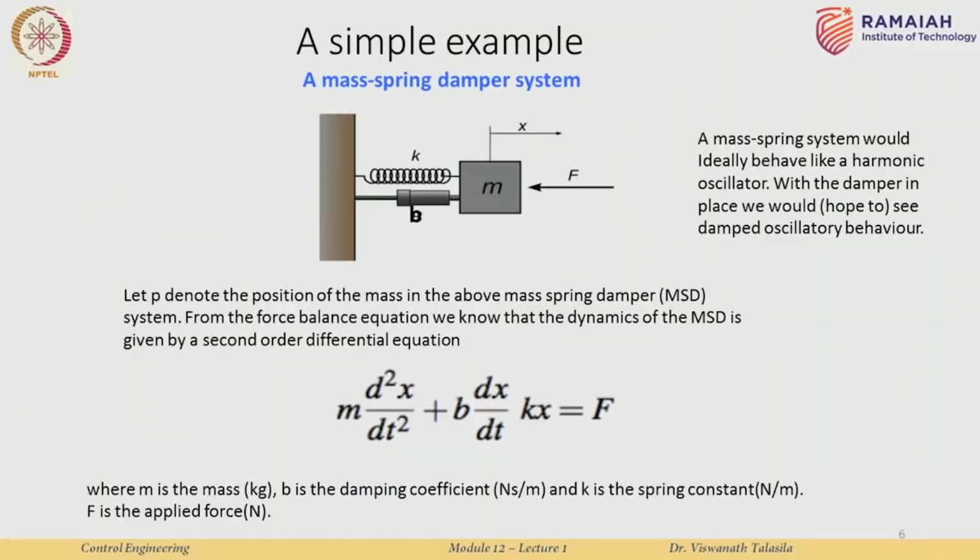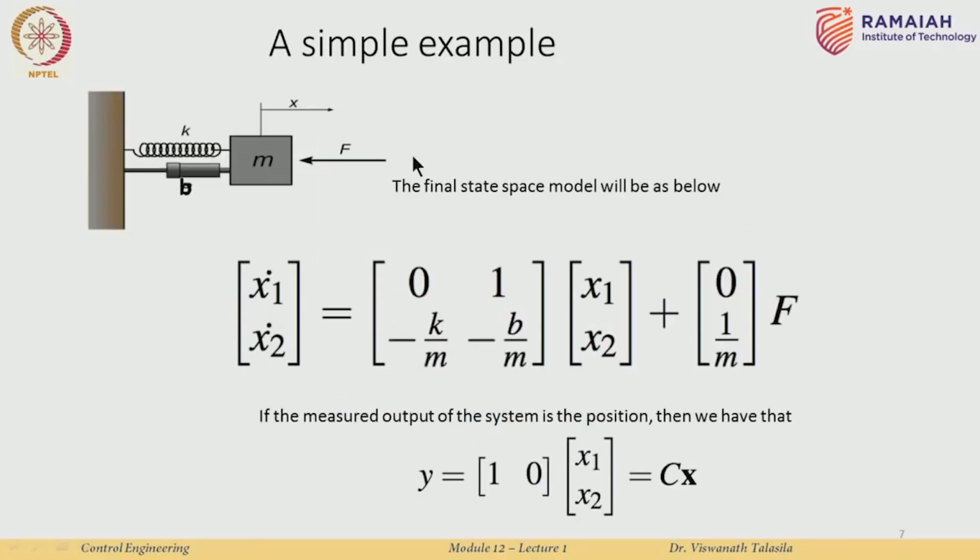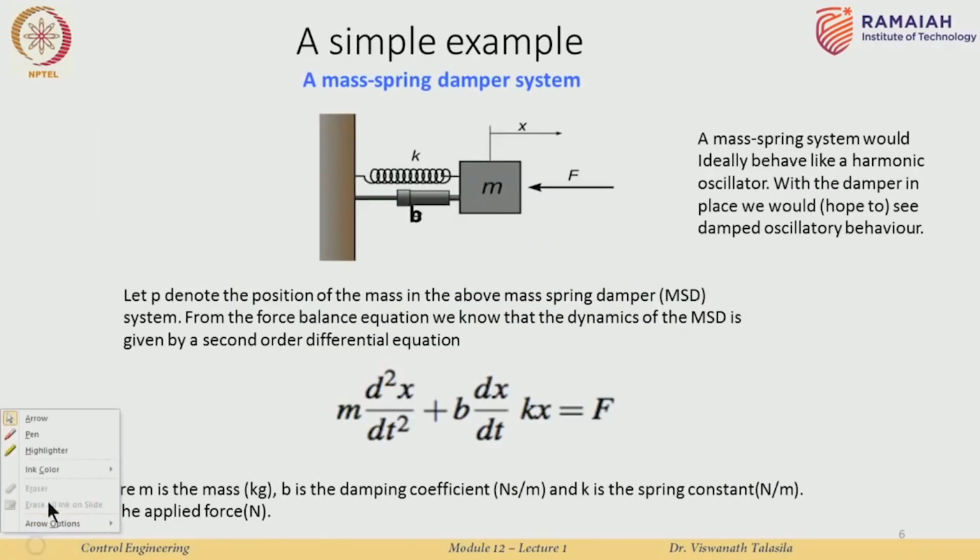So, let us go to a simple example, and we will start off with the ubiquitous mass spring damper system. We have a mass m connected to the wall on the left by a spring with spring constant k, and a damper with damping coefficient b, and I have applied an input force to the mass in this direction. Let us see what the dynamics are.